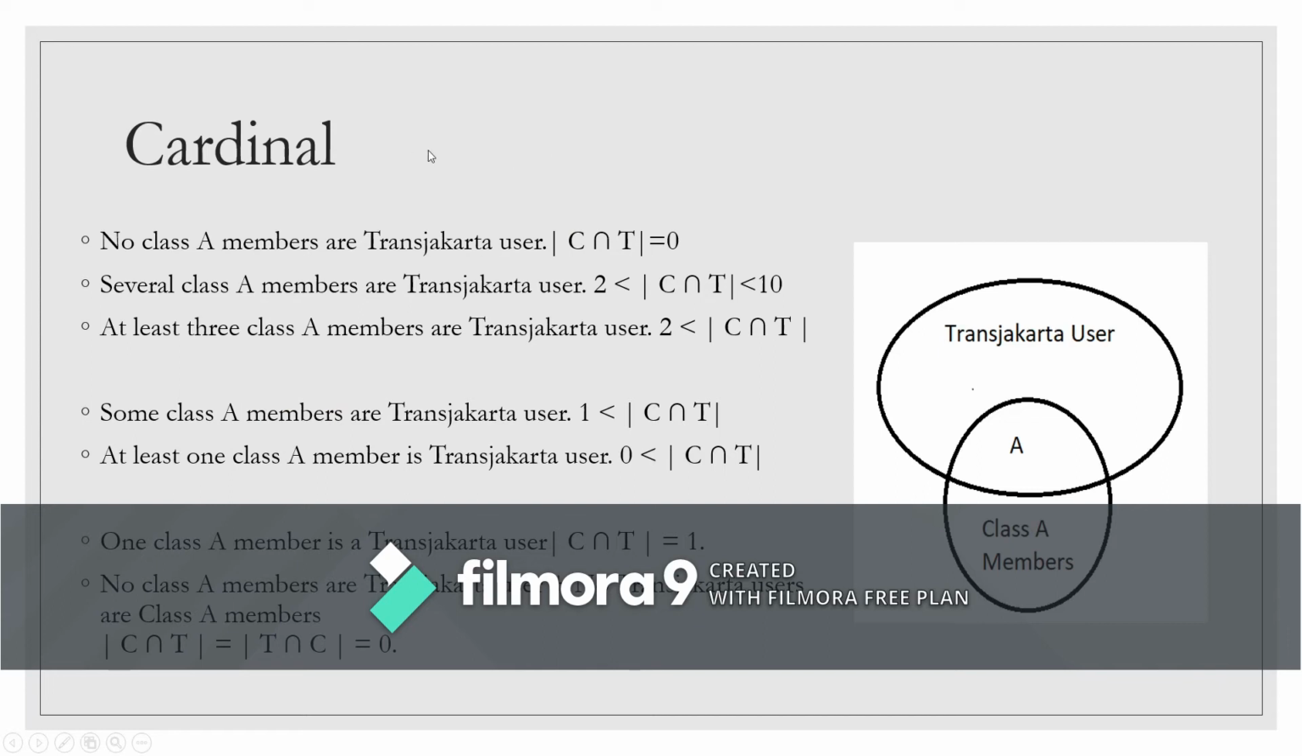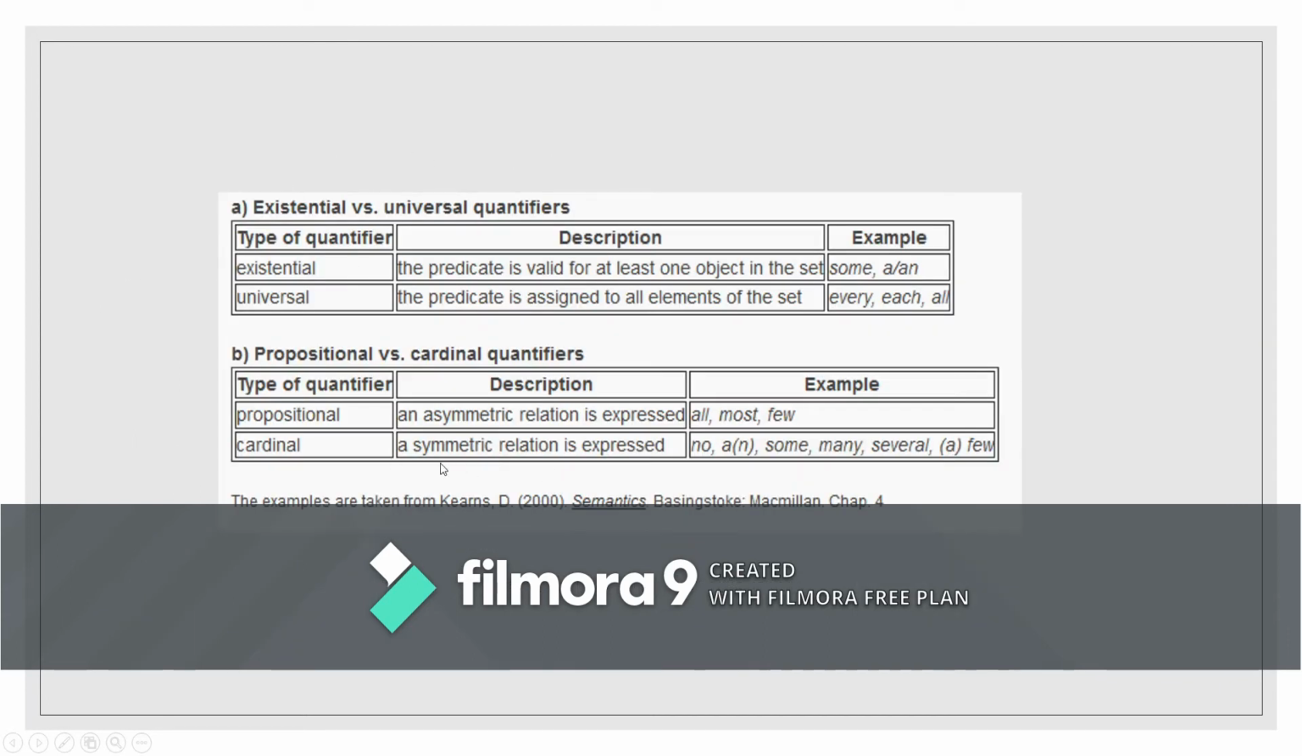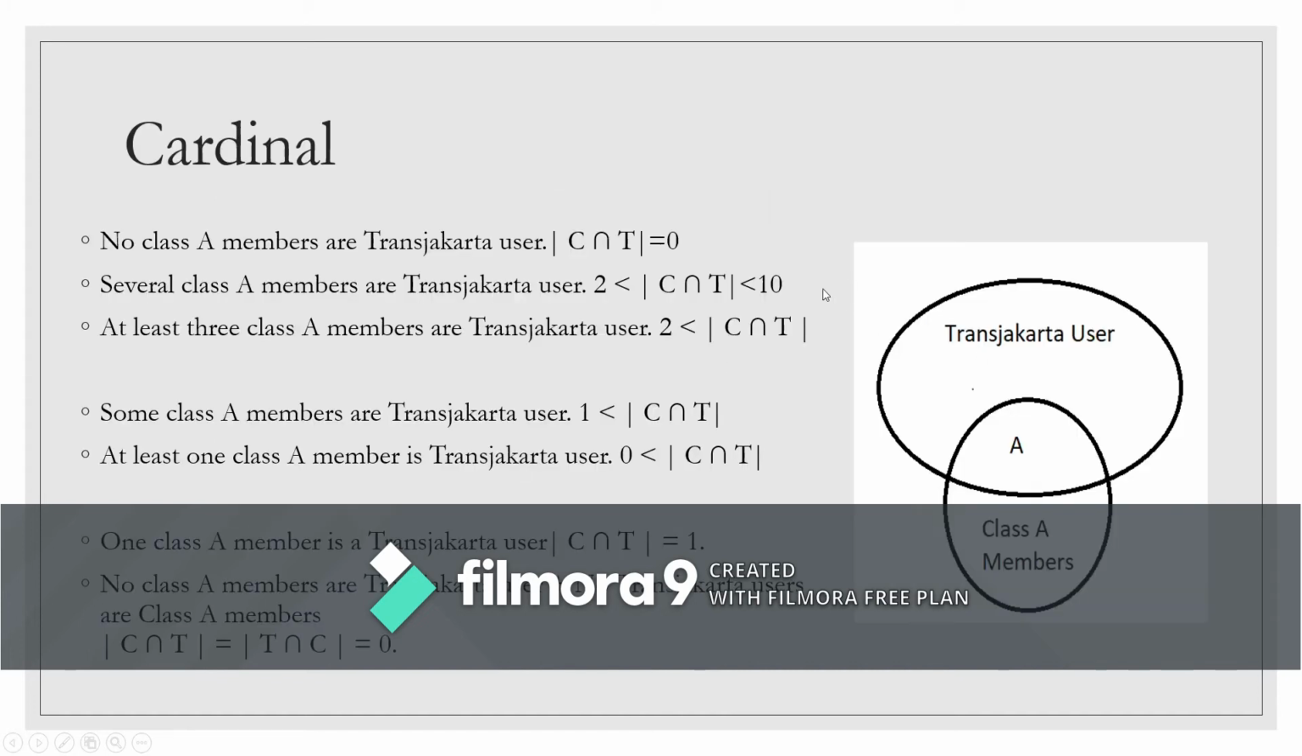So cardinal, as we saw before, is when it is a symmetric relation. What symmetric means is this relation. Cardinal is explaining this circle in the middle between class A and Transjakarta users. It explains the symmetry of the relationship of these two.